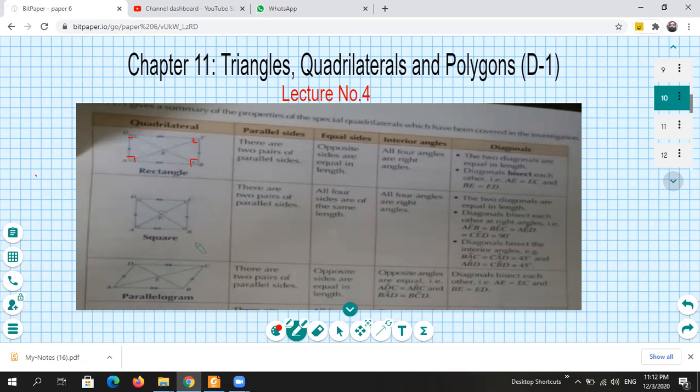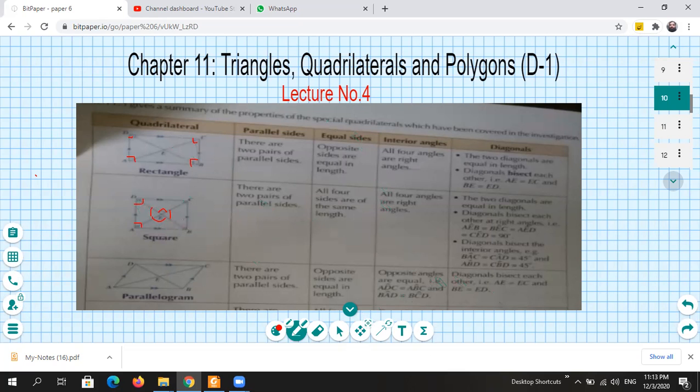The next one is square. A square is a quadrilateral in which all the sides are equal in length and the angle between the adjacent sides is always 90 degrees. And obviously opposite sides are parallel too. The diagonals are equal in length. And if you look at the angles formed by the intersection of the two diagonals, although there are four angles, number one, number two, number three, number four, all of these angles are 90 degrees.